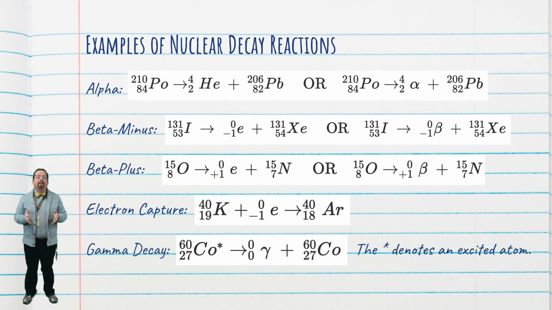Since gamma particles don't affect the atomic or mass numbers, we have to show the atoms as highly energetic before the change, and less energetic afterwards. Since the parent nucleus is the one with extra energy, we show that by writing a little asterisk as a superscript on the right side of its symbol.